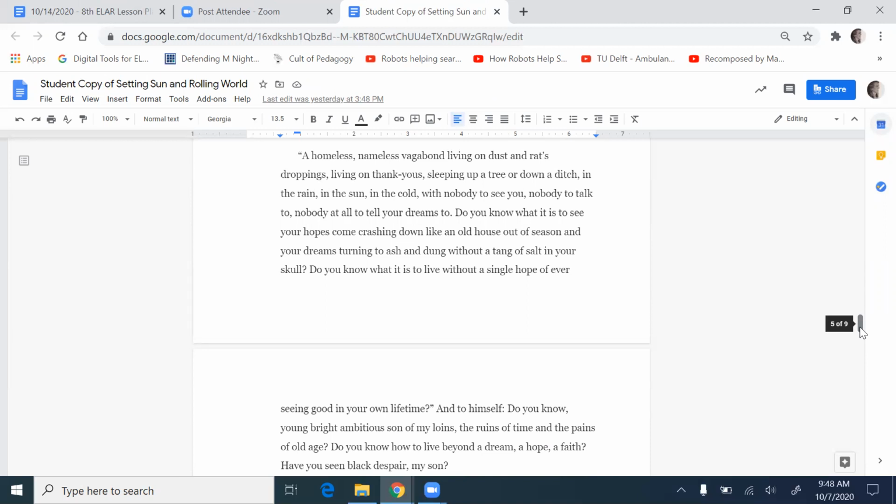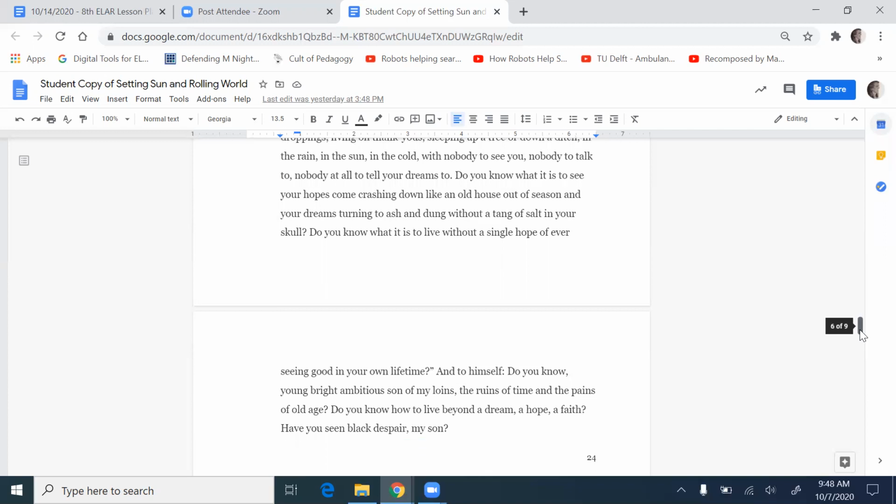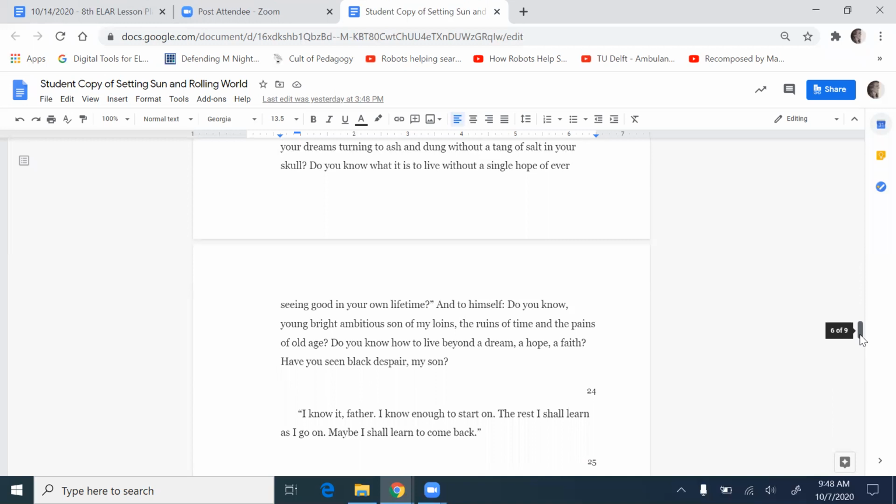The father is thinking this. Do you know what it is to see your hopes come crashing down like an old house out of season and your dreams turning to ash and dung without a tang of salt in your skull? Do you know what it is to live without a single hope of ever seeing good in your own lifetime? And to himself, do you know, young, bright, ambitious son of my loins, the ruins of time and the pains of old age? Do you know how to live beyond a dream, a hope, a faith? Have you seen black despair, my son?